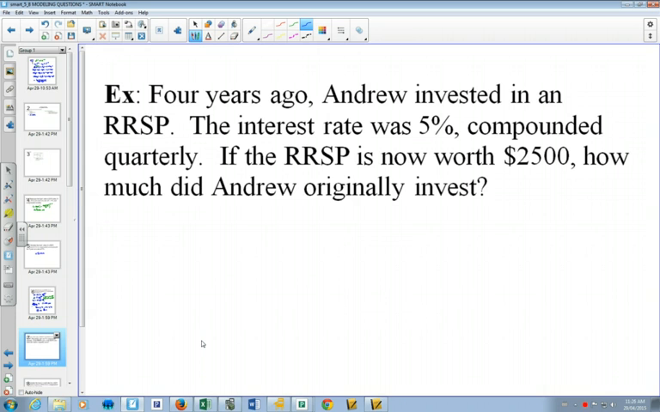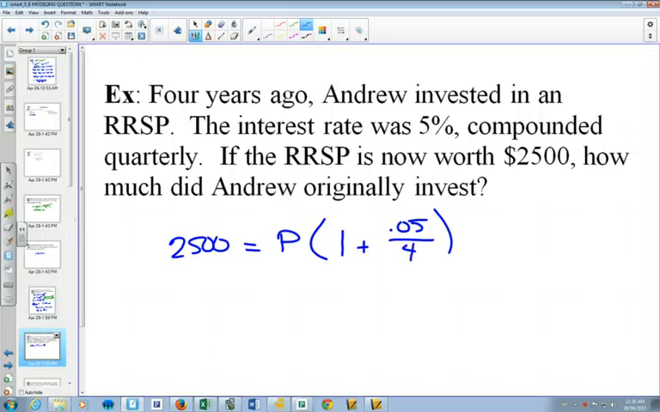We got: 4 years ago, he invested in an RRSP. The interest rate was 5%. It is now worth $2,500. So the $2,500 would go in here. We don't know how much he originally invested, so we're trying to find P. Interest rate is 5%, compounded quarterly, which means 4 times a year, and it was 5 years ago.